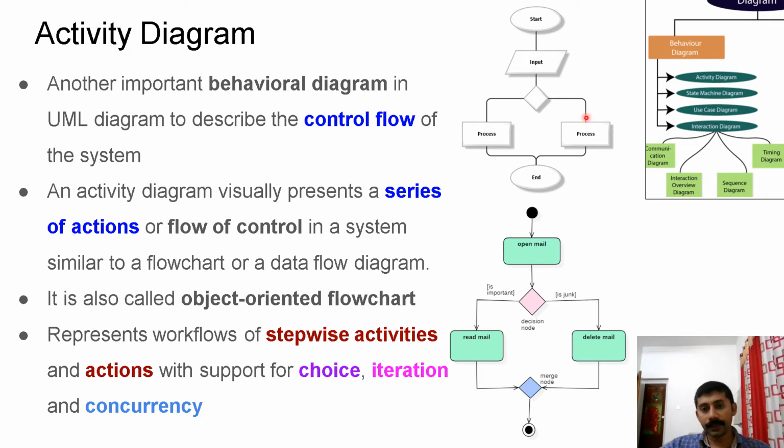Here you can see a normal flow chart, and here you can see an activity diagram which is also representing similar control flow. So in representation you can see some differences. Apart from that, compared to a normal flow chart, in activity diagram there are provisions to represent concurrency, and it is specifically for the representation of object-oriented system.